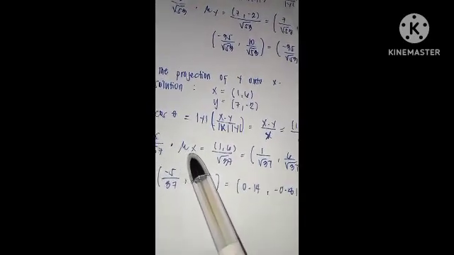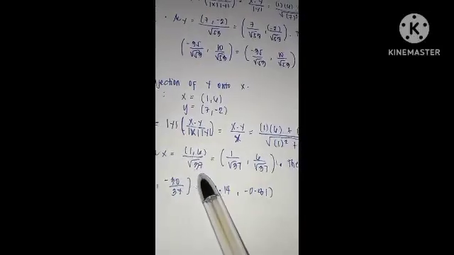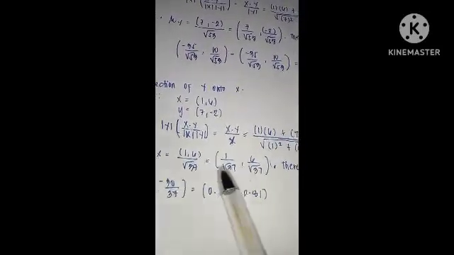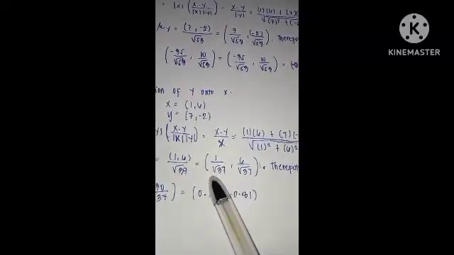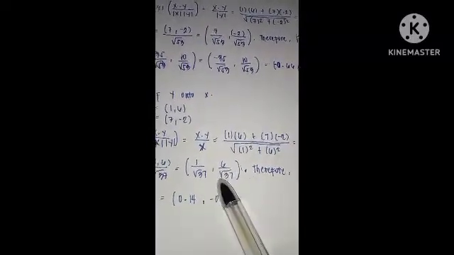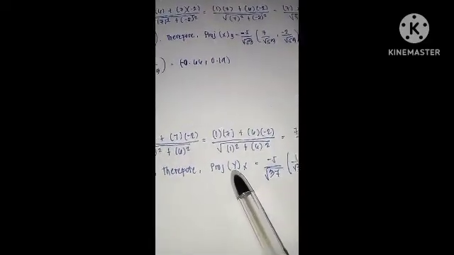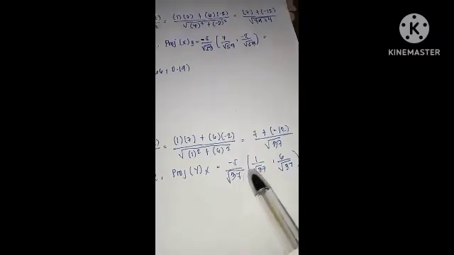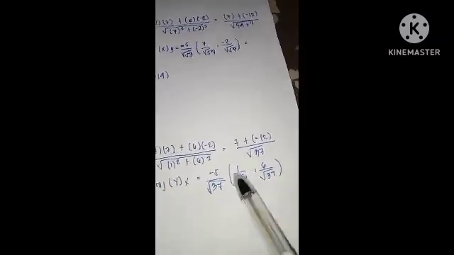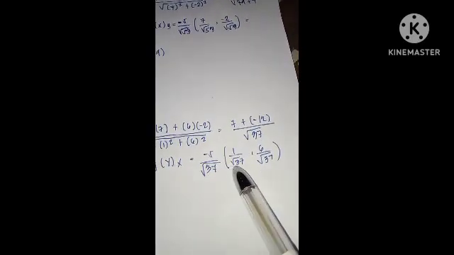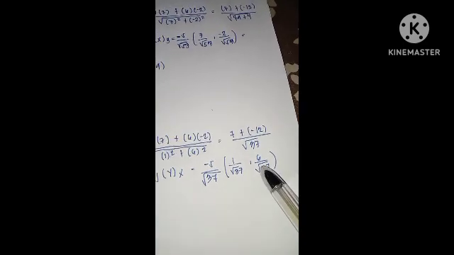So mu of x equals to 1 and 6 over square root of 37. So ato silang i-separate ang 1 and 6. So 1 equals to square root of 37, 6 to the square root of 37. So therefore, the projection of y into x is equals to negative 5 over square root of 37 times 1 over the square root of 37, 6 over the square root of 37.